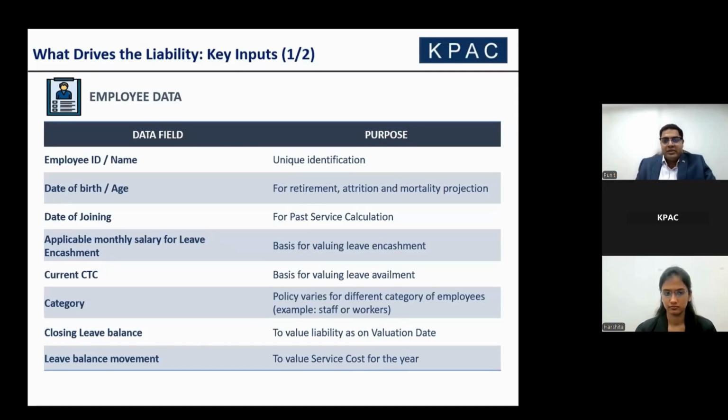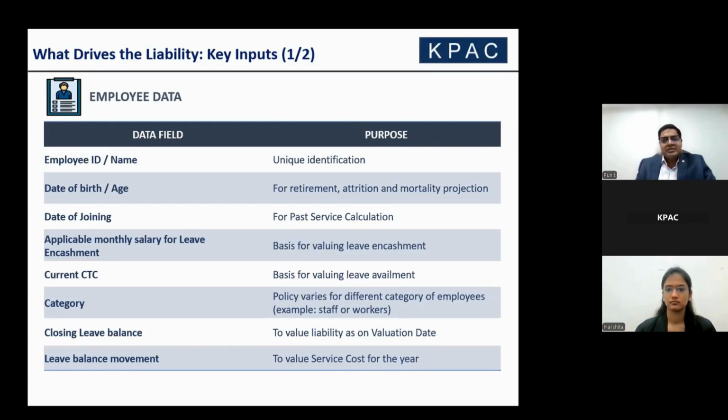Category of employees. Different employee categories often have varying leave policies. For example, staff may have different policy rules, workers may have different policy rules. So category helps in applying the correct rules. Closing leave balance. The accumulated leave balance for each employee as on the valuation date, it is a direct input to the liability calculation. And the last one is the leave balance movement.